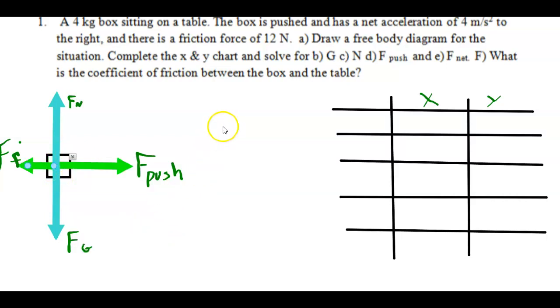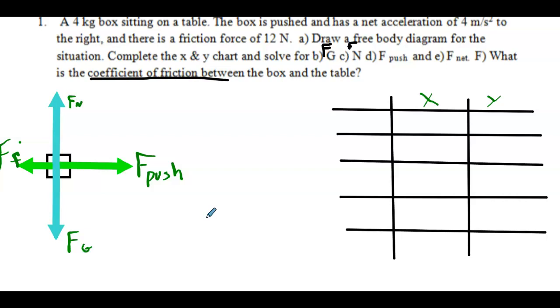Left, right. Okay. So in the first problem, it says a 4 kilogram box is sitting on a table. The box is being pushed and has a net acceleration of 4 meters per second squared to the right. There's a friction force of 12 newtons. We're going to draw the picture, our free body diagram of the situation, and fill in our chart with our x's and y's. And again, this is a little bit older, so you might not have the exact same notation, but it would be like Fg, Fn, force of push, net force, and we want to figure out what the coefficient of friction is between the box and the table. So we're going to do all that work here on this first problem.